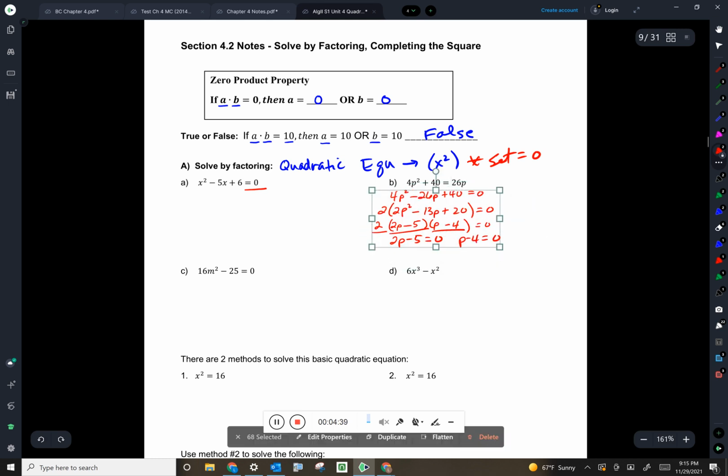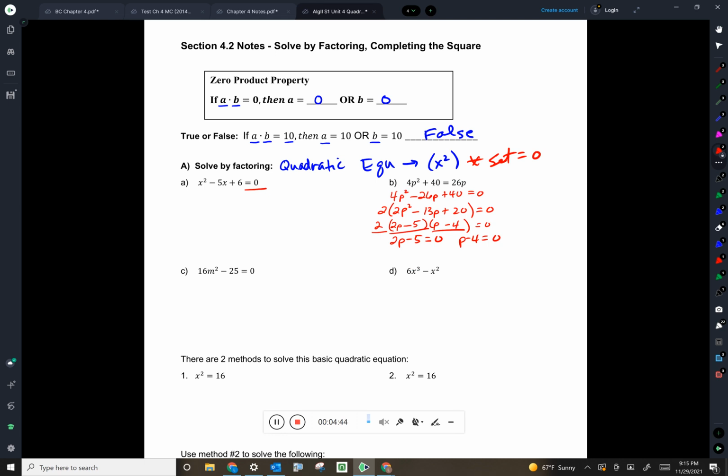So if I look at my first one, if I'm going to solve for p, wouldn't I add 5 and then divide by 2? So p could be 5 halves. Or if I take this second one, if I solve for p, wouldn't I have to add 4? So p would be positive 4. Okay, so when you solve quadratics, you're likely going to have two solutions.